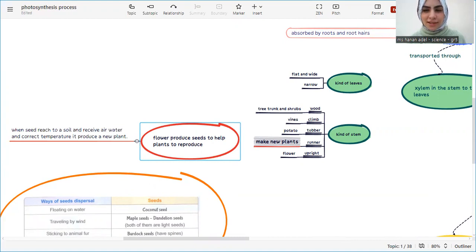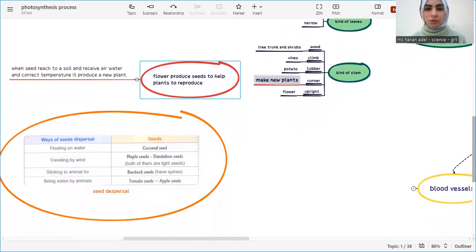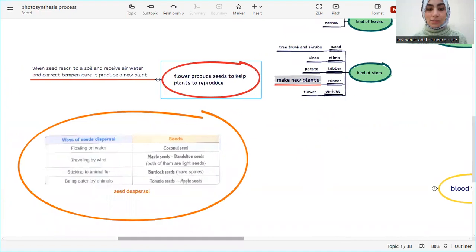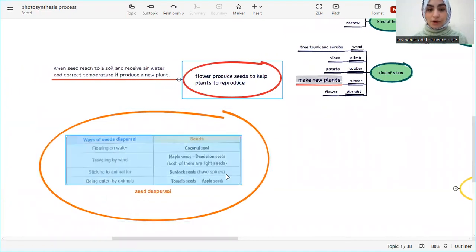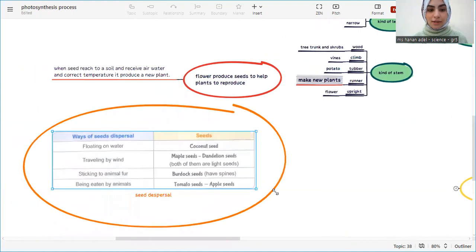But how will the seed travel from the plant to the soil? How will this happen? We have many ways. We call these ways seed dispersal. What are these ways? Look here, guys. For example, some seeds float in the water, so they travel from place to place using the water. Like coconut seed, because they are hollow from inside, so it looks like a ship. And others can travel by wind.